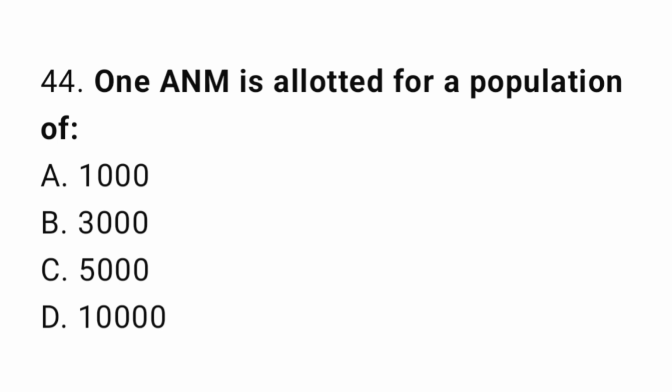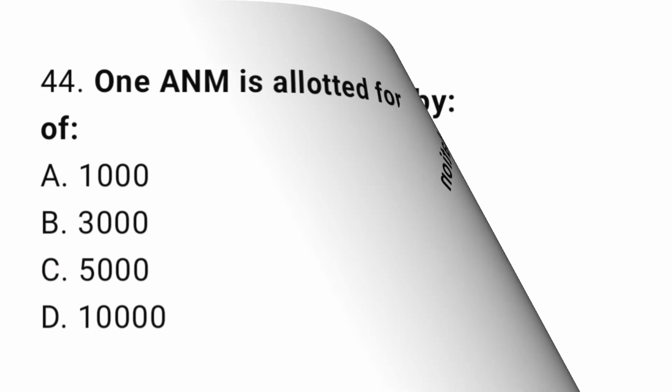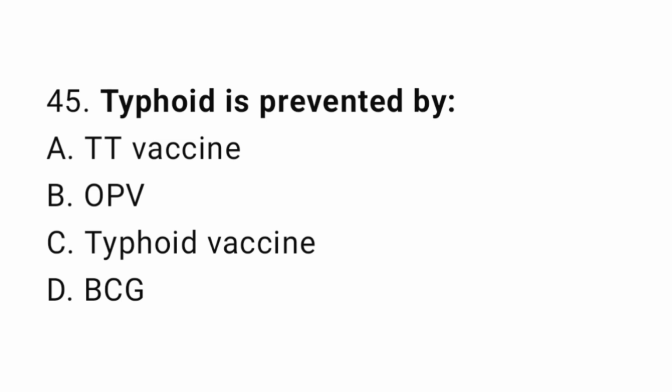Question number 44. One ANM is allotted for a population of. The correct answer is C. 5,000. Question number 45. Typhoid is prevented by. The correct answer is C. Typhoid vaccine.